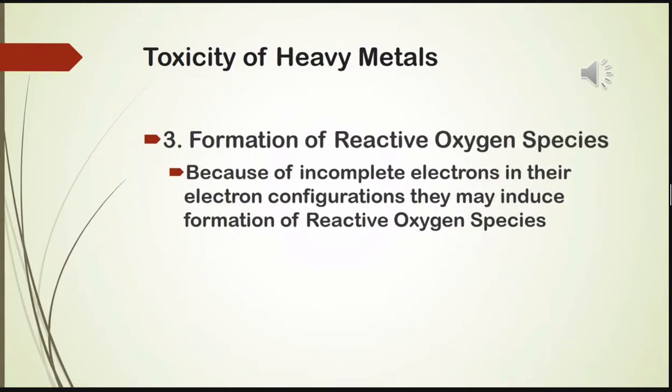The third mechanism by which heavy metals become toxic is the fact that they can form reactive oxygen species. Because of the incomplete electrons in their electron configuration, they can remove electrons from oxygen, for example, and thus produce your reactive oxygen species.